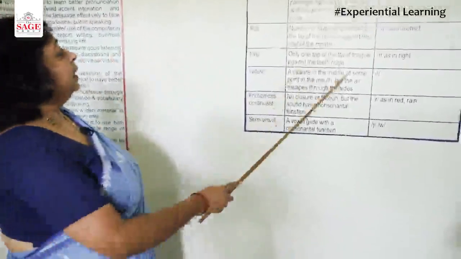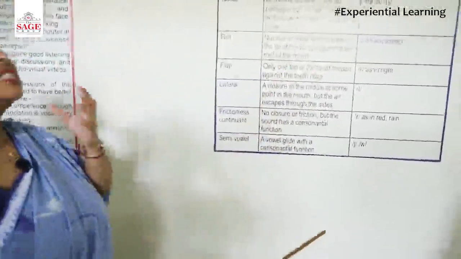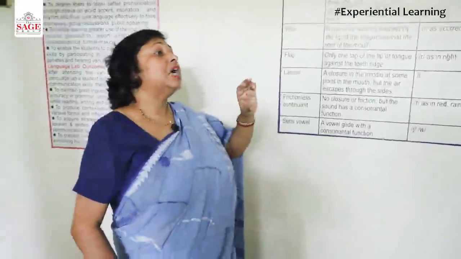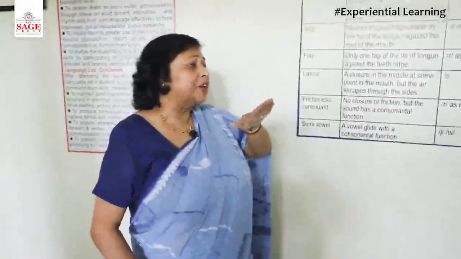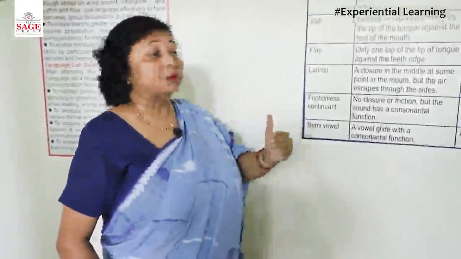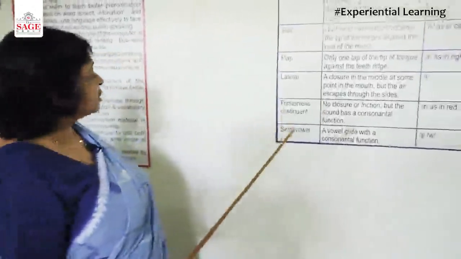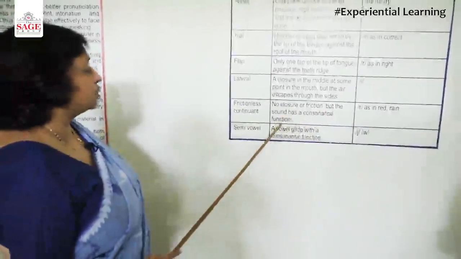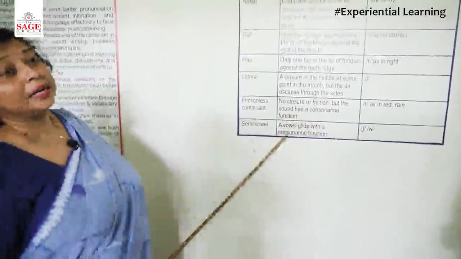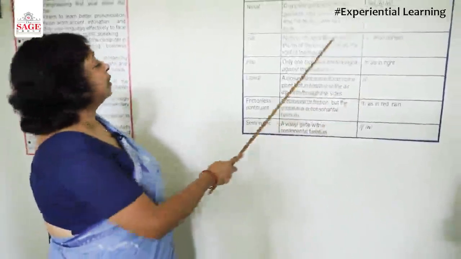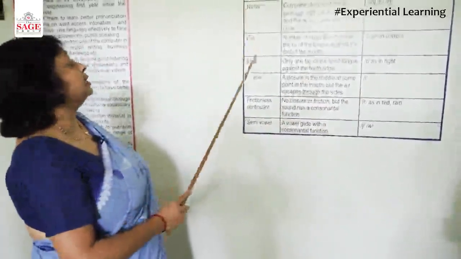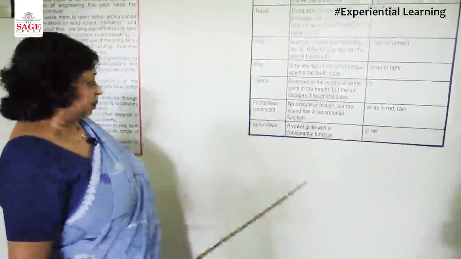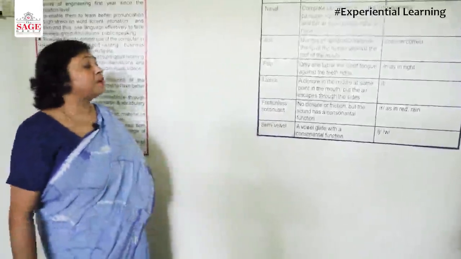Okay. Next is the L sound. L is a very subtle kind of sound because sometimes L is used very subtly, very closely. Next is the frictionless consonant, no closure or friction, but the sound has a consonant function. Here also is R. See that R is very important. R is used in the roll sound, R is used in the flap sound, R is used as a frictionless consonant also. And the last sound is called the semi-vowel sound.